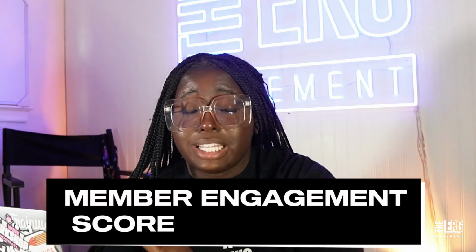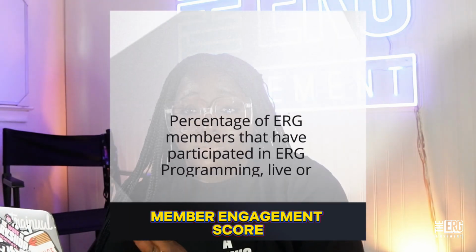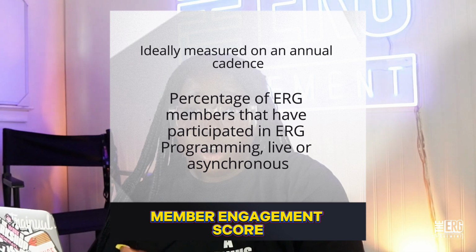Which brings us to our number one metric, noting that the most important factor within an ERG is its community, the members that are part of the ERG. That being said, member engagement score is what I would say is the number one metric. What the member engagement score measures is the percentage of members who've participated within an ERG over a given period of time. I like to look at it on an annual basis. This engagement is more than just them being part of an ERG, but it's also factoring in, have they attended at least one event or participated in at least one asynchronous activity over the course of a year.